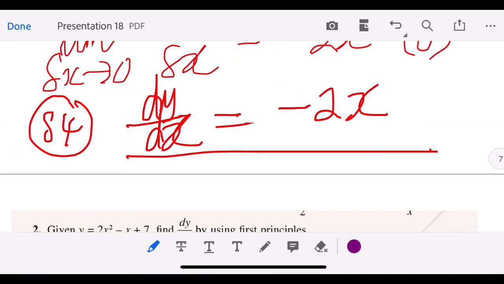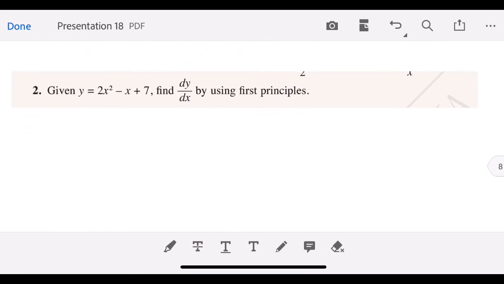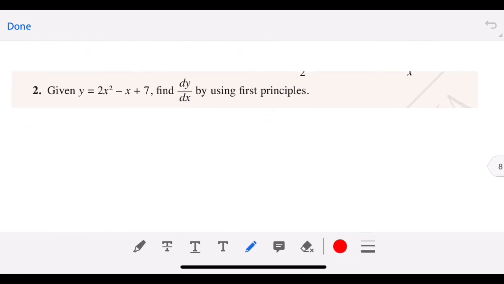Alright, so I think you can try on your own for the question that I asked you to do. So I'm going to discuss question number 2. For this one, you need to do it in your exercise book. The instruction given: y equals 2x squared minus x plus 7. Find dy/dx using the first principle.